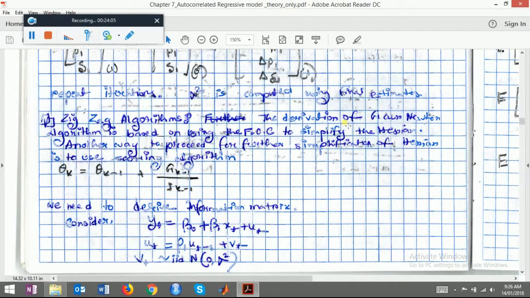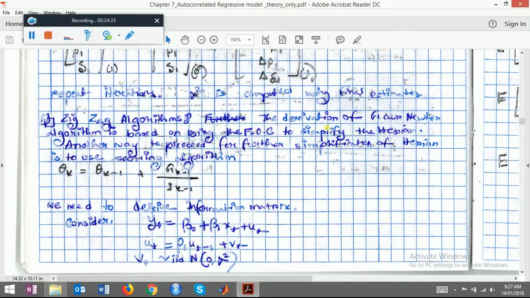The derivation of the Gauss-Newton algorithm is based on using the first order condition to simplify the Hessian. So the objective was to simplify the Hessian, isn't it? If you look back, we are left with the gradient multiplied by the gradient, elements in rows, z elements in rows. That is the easiest Hessian we have ever seen compared to before.